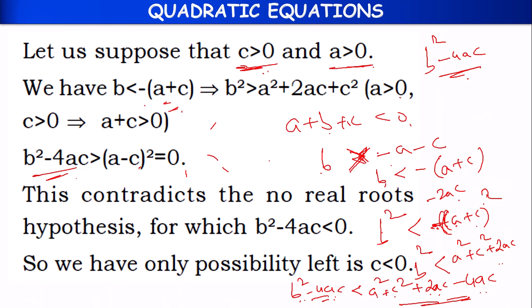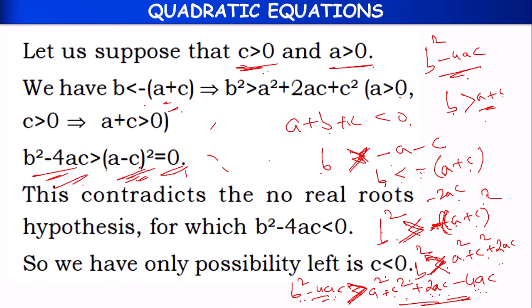When we change the sign, actually here b is less than minus of a plus c, but if we remove the minus symbol, what happens? B is greater than a plus c. Then b square greater than a plus c whole square, b square greater than a square plus c square plus 2ac, b square minus 4ac greater than a square plus c square plus 2ac minus 4ac. So what we will get? B square minus 4ac greater than a minus c whole square.